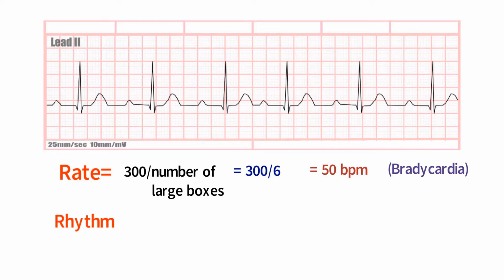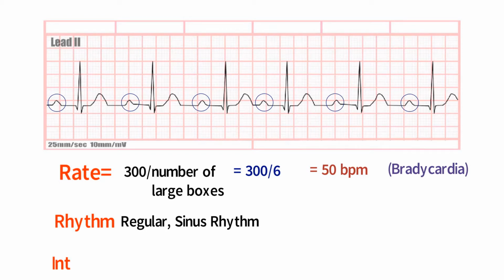Let's check rhythm. As we see, this is lead 2, so the P wave is upright and there is a QRS after every P wave, and the number of boxes is almost equal between every R wave. So this patient is having regular and sinus rhythm. Now let's check intervals.